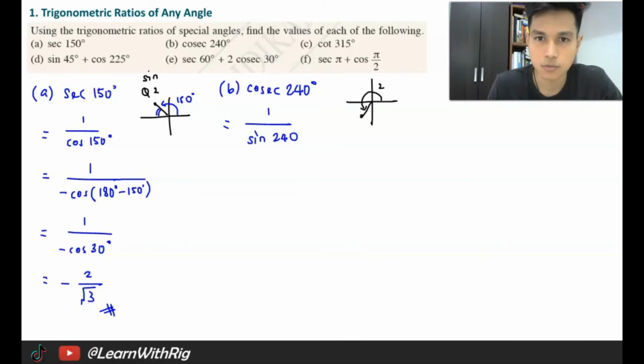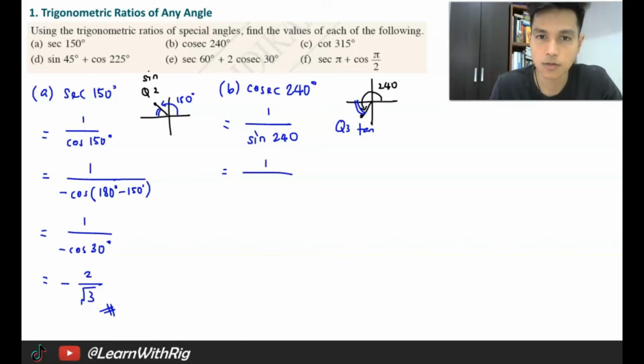So here is 240. If you want to find the acute angle, you have to take 240 minus 180, so you're finding this angle here. Okay, by the way, this is a third quadrant, right? Q3. In quadrant 3, only tangent is positive, so sine will give you negative.